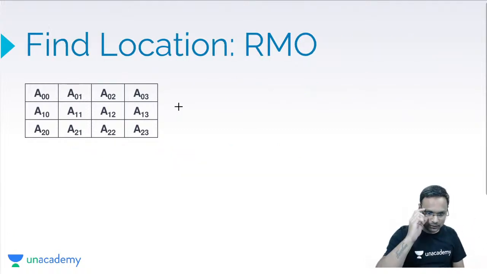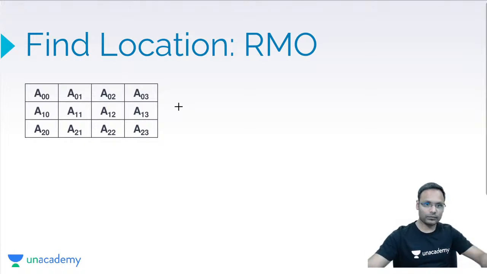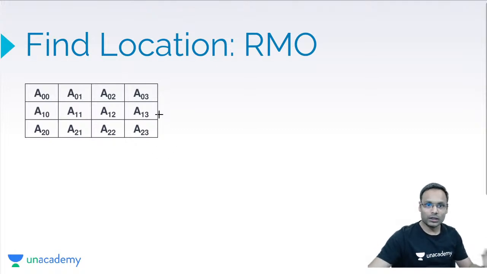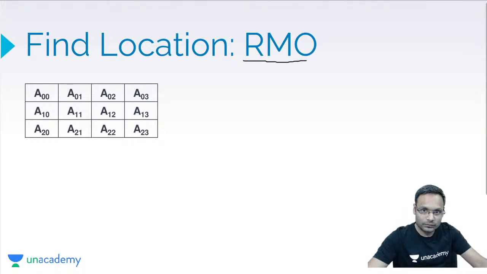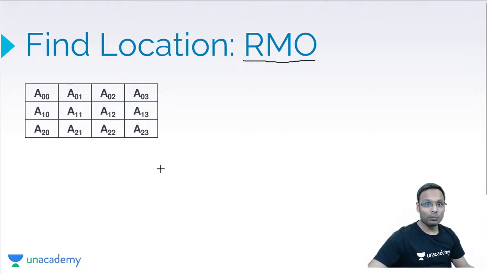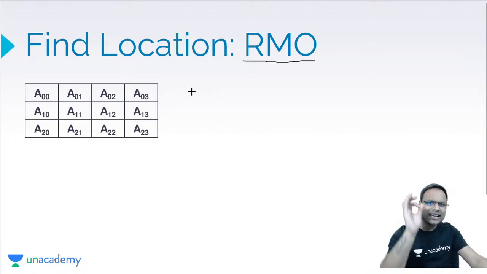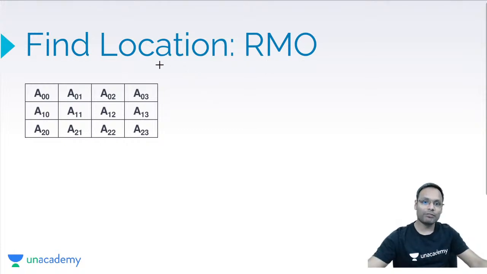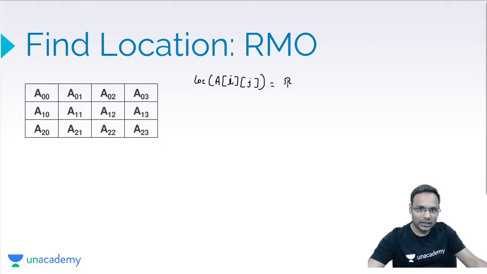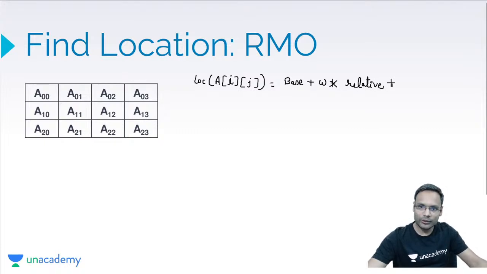Look at this. Very simple. How to do that? First of all, if it is row major order, if you remember my simple formula which I told you before, for the location of any element you are finding, suppose you are finding the location of an element which is in row i and column j, what you need to do is write the most common formula: base plus W into the relative index of that element, A of ij.